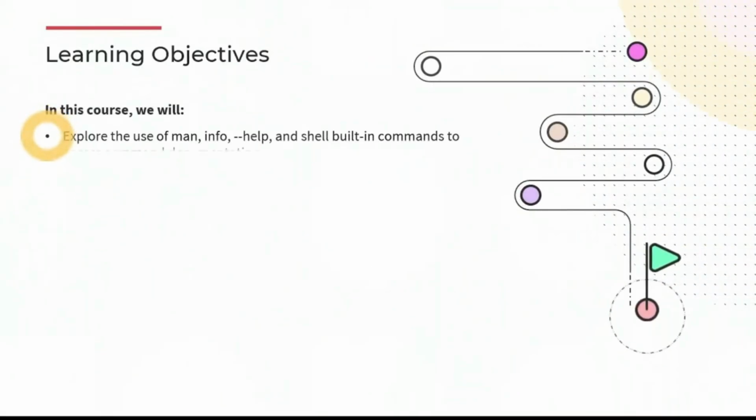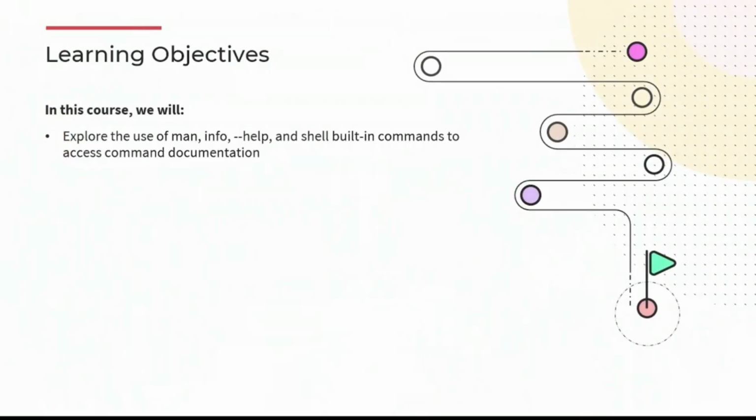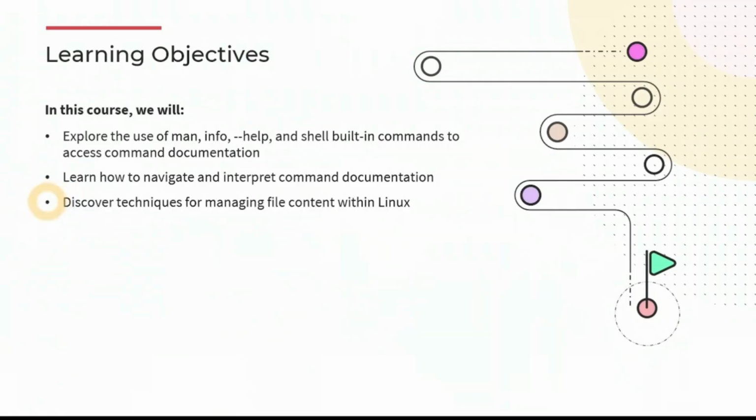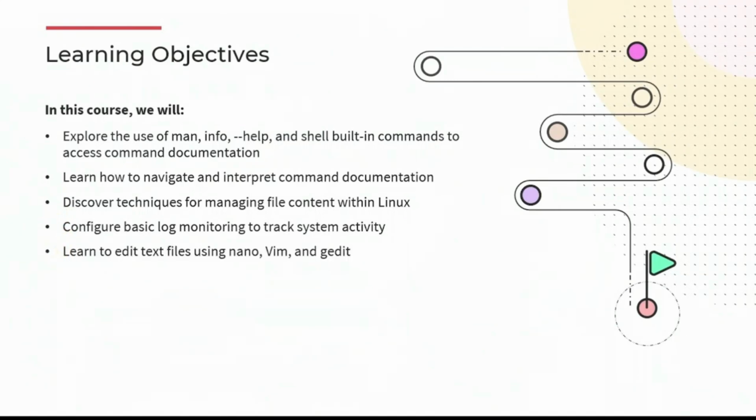In this course, we will explore the use of man, info, --help, and shell built-in commands to access command documentation. We will learn how to navigate and interpret command documentation effectively. We will also discover techniques for managing file content within Linux. Next, we will configure basic log monitoring to track system activity. Finally, we will learn to edit text files using Nano, Vim, and gedit.